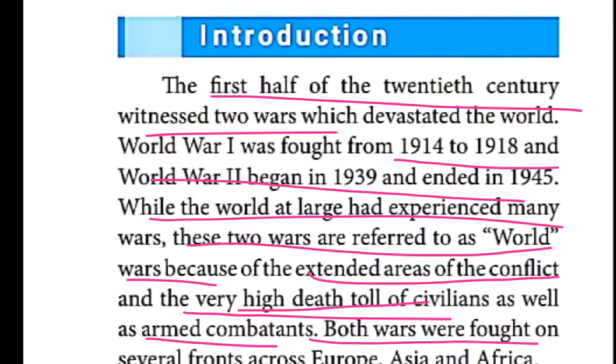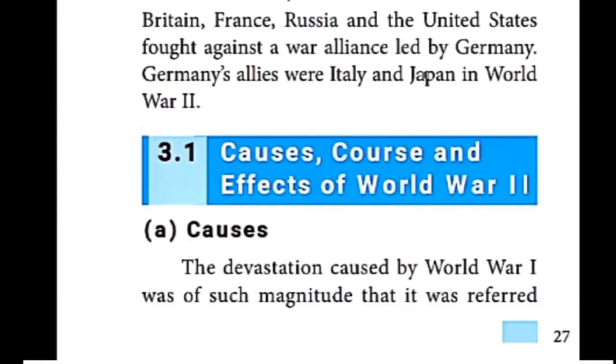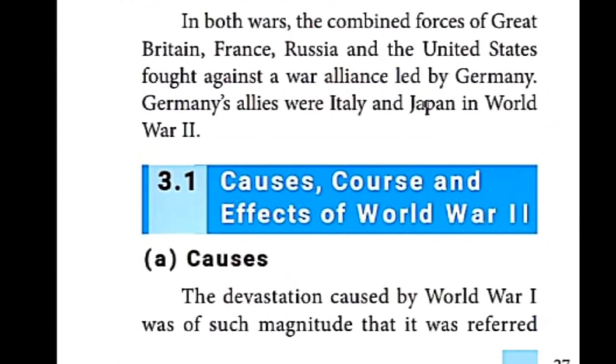Okay, children. The next one given under the introduction, one more paragraph is there. In both wars, the combined forces of Great Britain, France, Russia and the United States of America fought against the alliance led by Germany. In the First World War, when I was teaching, I told you that under the leadership of Germany, what countries were there? Austria-Hungary and Germany were there. Now in the Second World War also, it is the same.